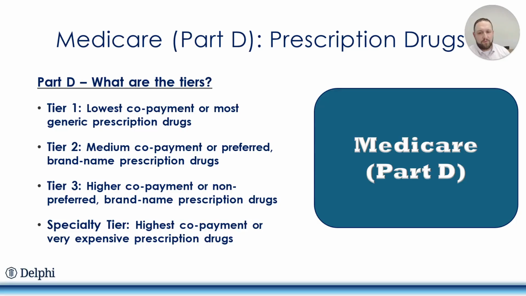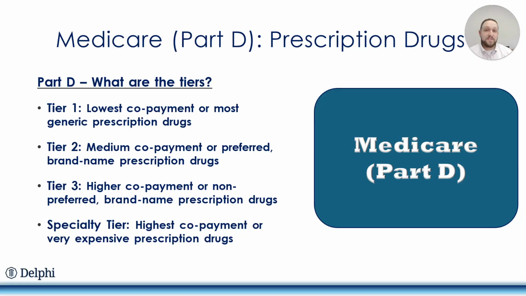Tier 2 might be a preferred brand or non-preferred generic that might be a little bit more expensive. Tier 3 are going to be your higher copayment or non-preferred brand name prescriptions. These might be drugs that you see on TV that are advertised or generally don't have a generic available, in which case they're going to be the highest cost sharing and most expensive medications that are available.